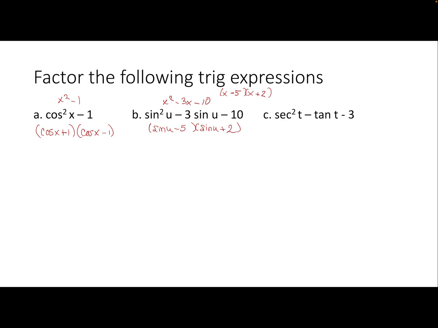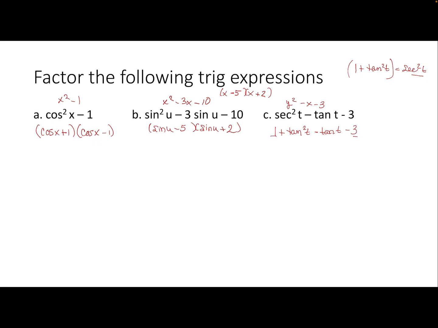However, we run into a snag when we see secant squared t minus tangent t minus 3. This is like saying y squared minus x minus 3. But we know a Pythagorean identity that says that 1 plus the tangent squared of t should be equal to the secant squared of t. And so in place of secant squared of t, we can substitute in 1 plus the tangent squared t. And then we still have our negative tangent of t and our negative 3.